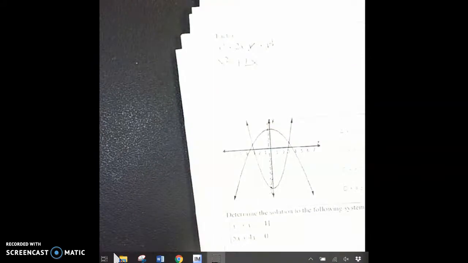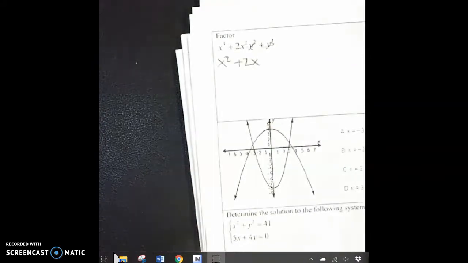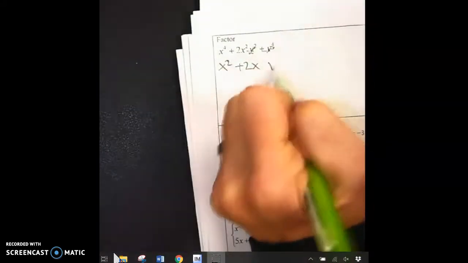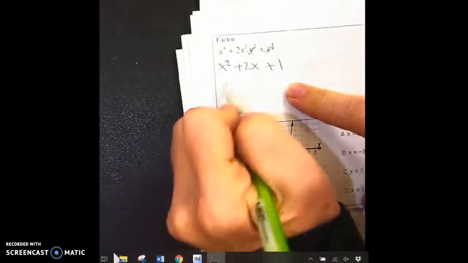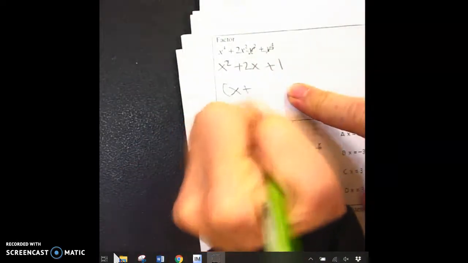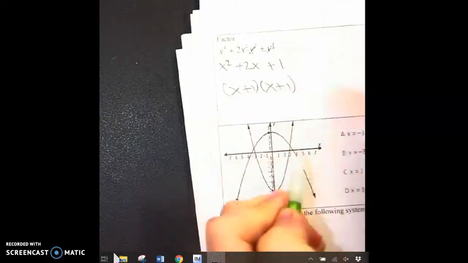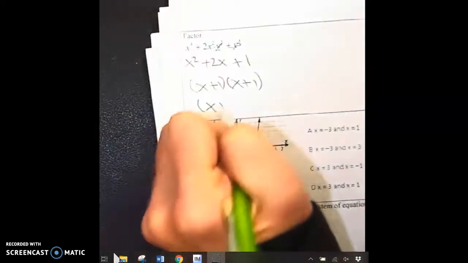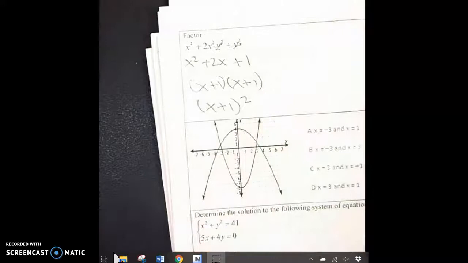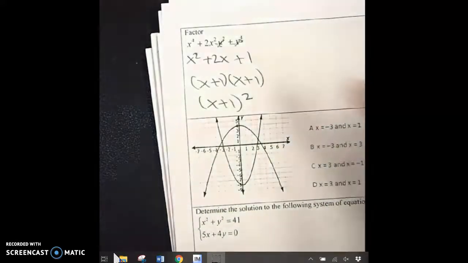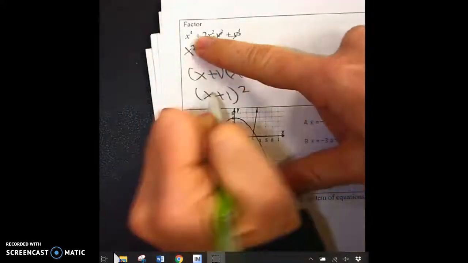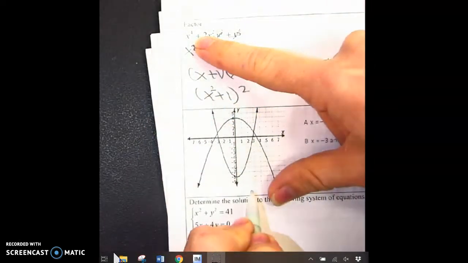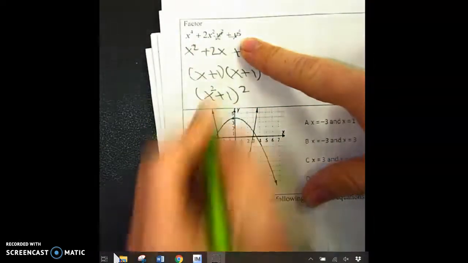Plus 1, okay? So that would really be x plus 1 times x plus 1, which is x plus 1 squared, okay? But the problem is, it's x to the 4th, so that would be x squared. And there's actually a y on the back end.